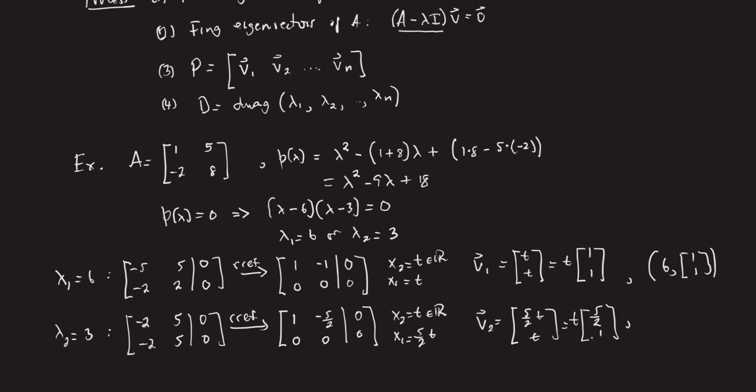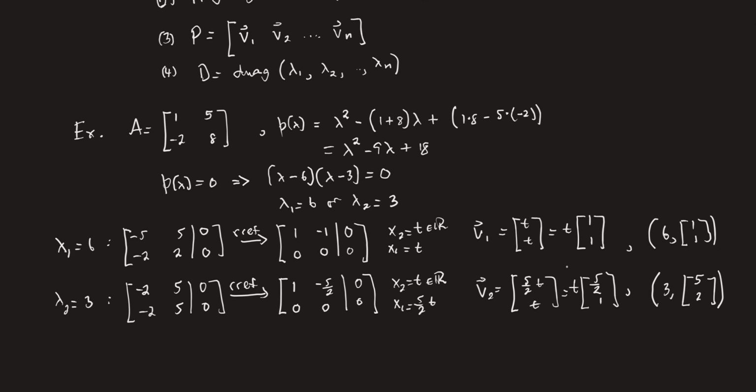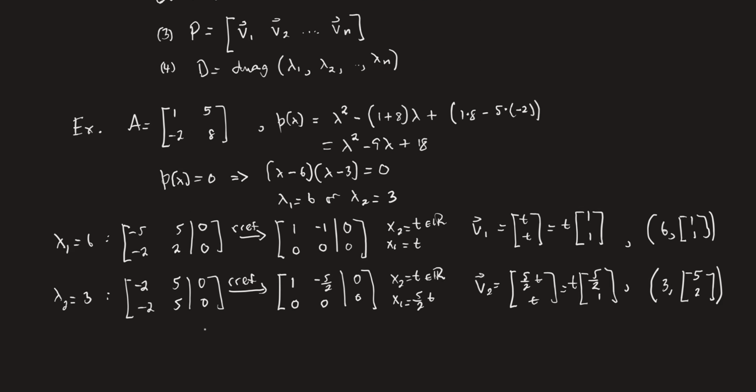Now, if we don't want to have fractional entries in our eigenvector, which then means we would have fractional entries in our P, remember we could take any scalar multiple of this. So I'm just going to double this, and I'm going to say the basis for the eigenvectors that correspond to lambda equals 3 is 5, 2. That way at least we'll start out with a P that has nice integer entries.